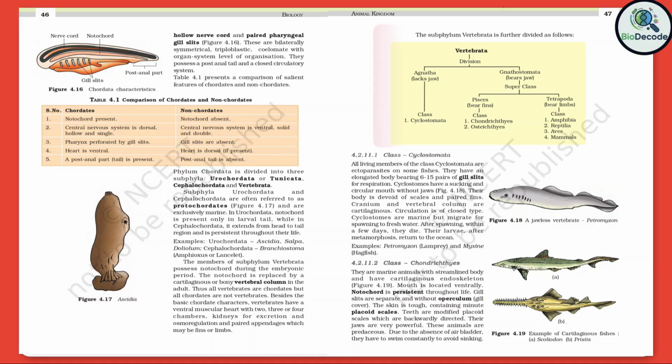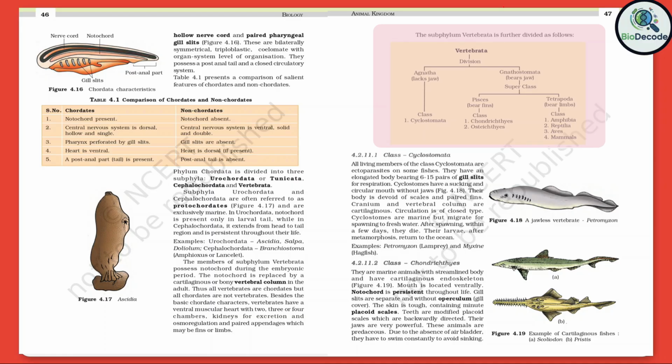Narration for the subphylum Vertebrata classification diagram. This diagram presents a clear overview of the classification of the subphylum Vertebrata, showing the evolutionary division based on the presence or absence of jaws and limbs. At the top, we have Vertebrata, which is divided into two major groups, Agnatha and Gnathostomata.